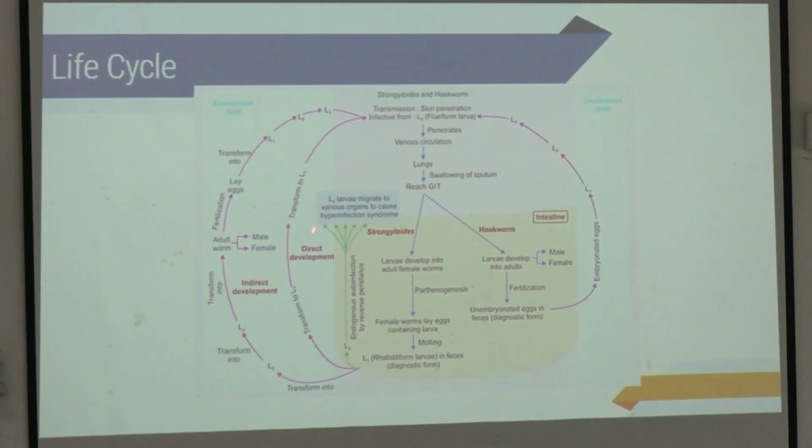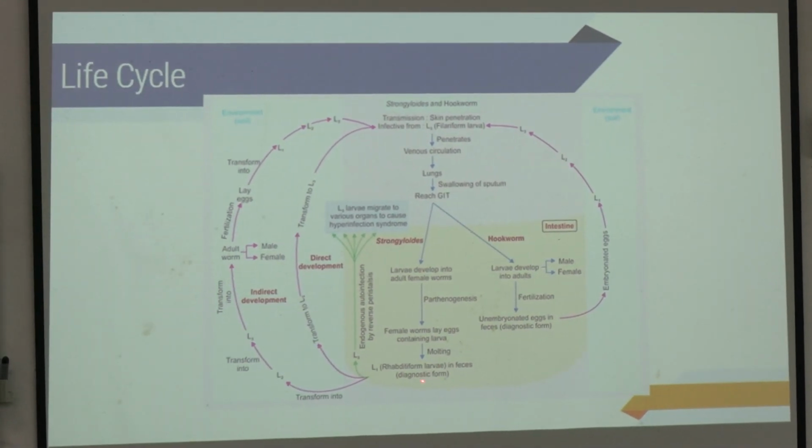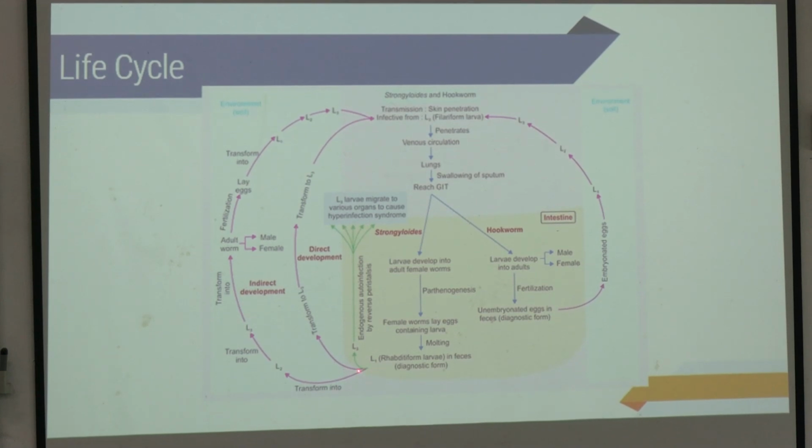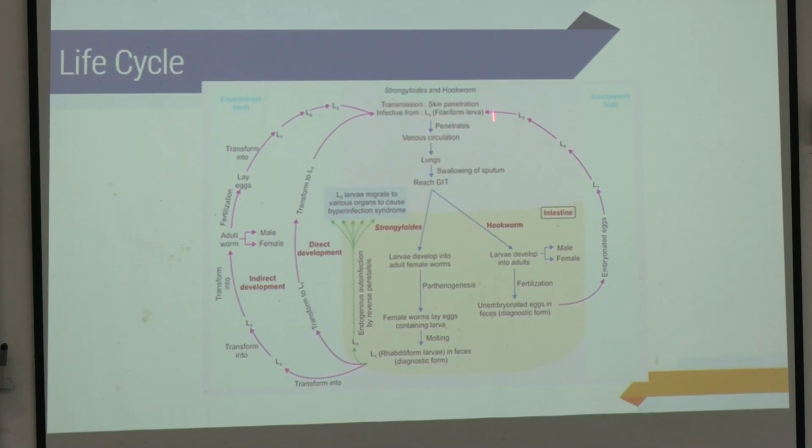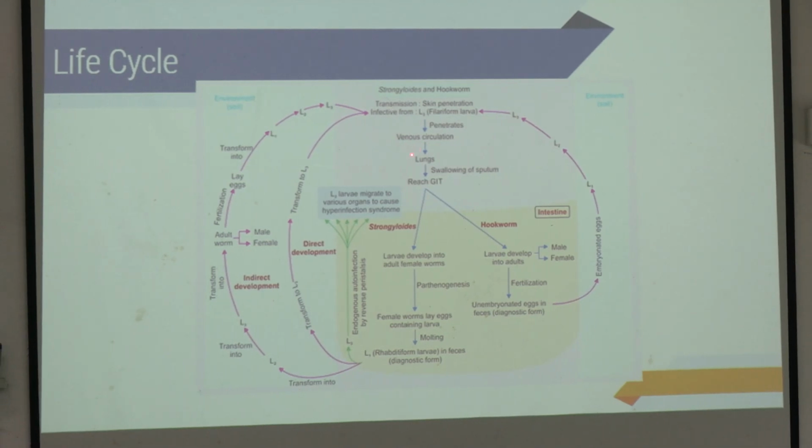This is another method. Another is direct development. That means this L1 larva transforms into L3, and that L3 goes as an infective form to humans. So there are 3 modes of development in Strongyloides. One is in the human body by parthenogenesis, that is asexual fertilization, or parthenogenesis, and the eggs are released.